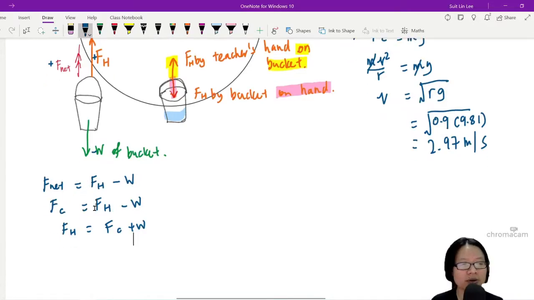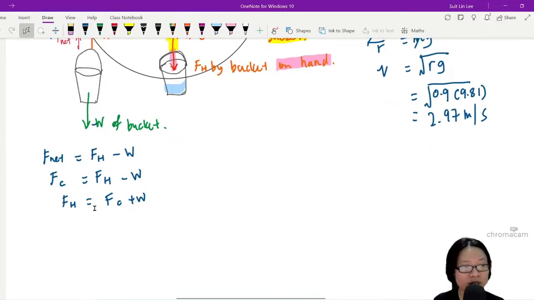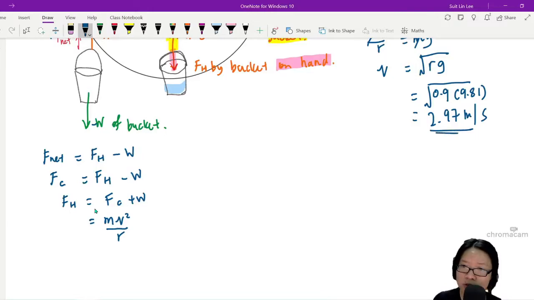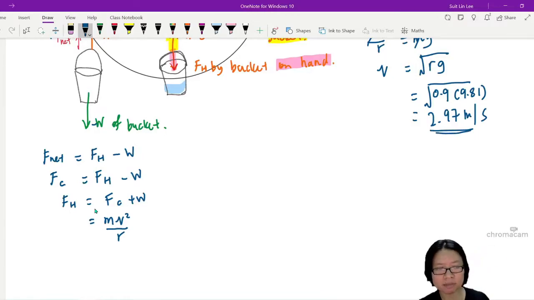Okay, hang on a sec. Teacher, I know centripetal force. I know I can use mv squared over r. And they say maintain same speed. So I'm going to take this 3 meter per second. Okay, maintain same speed. So if that is the case, then I can substitute 3, but W is also equal to mg.